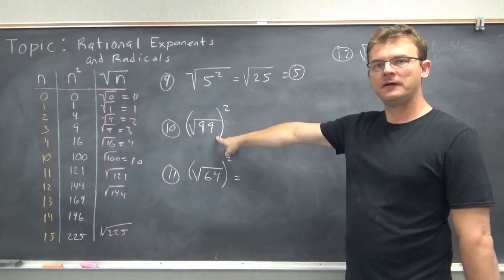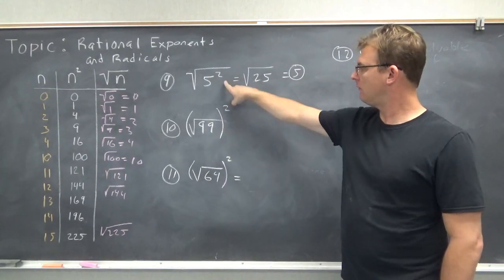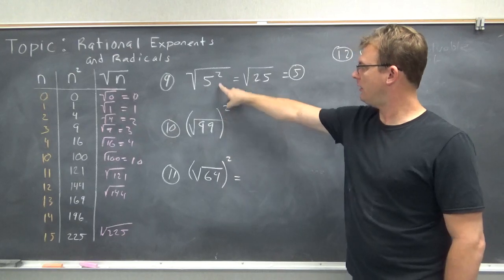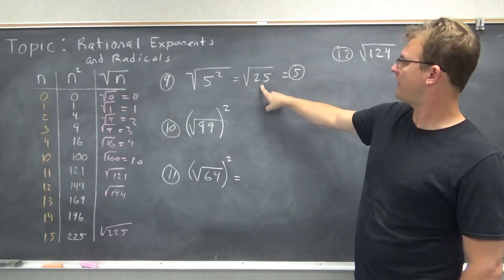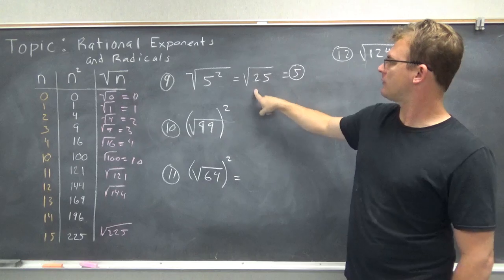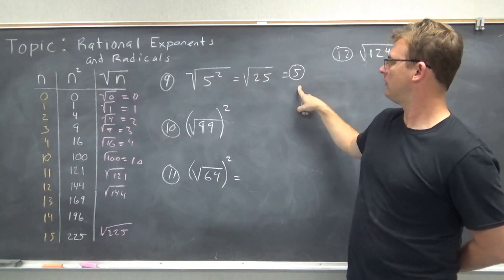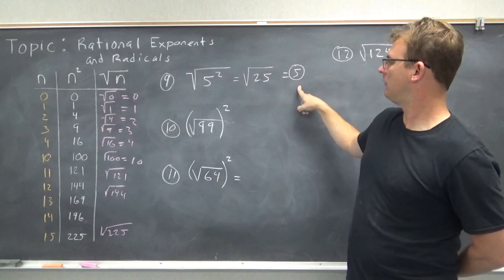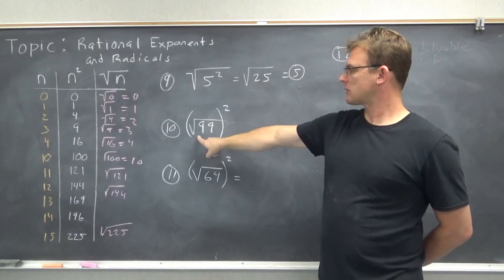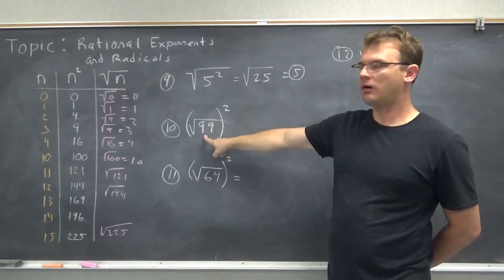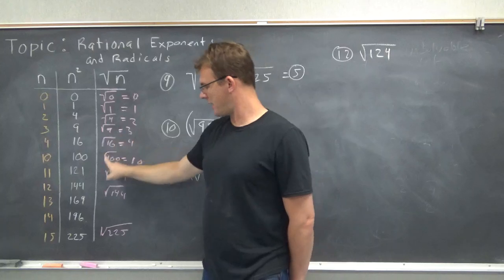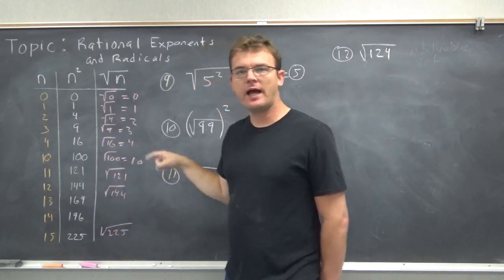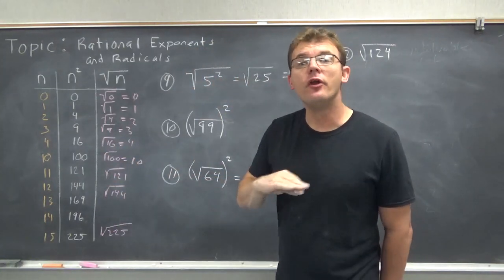What about this one? Number 10. Wait a second. 5 times 5 is 25. Take the square root of 25, you get 5. What's the square root of 99? Well, there's no square root of 99 up here. So would we have to do our approximation? No.